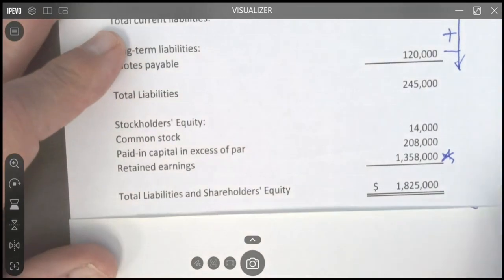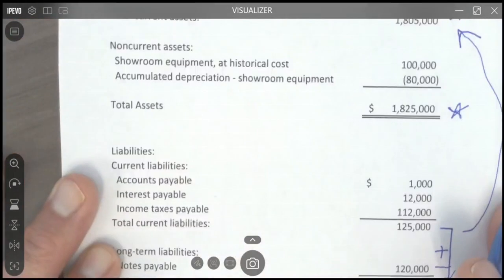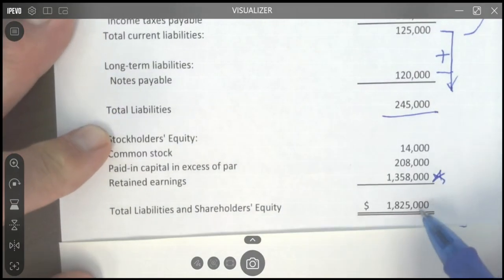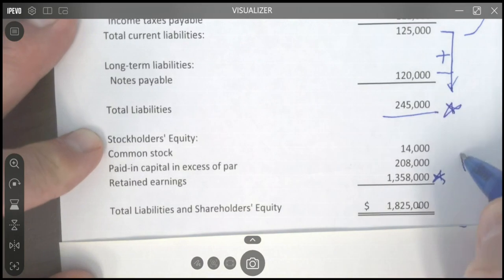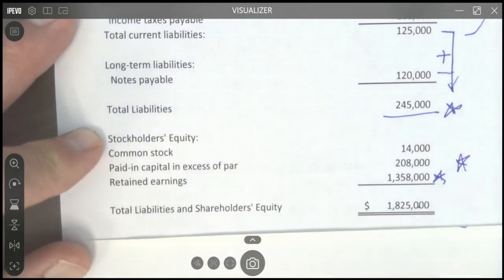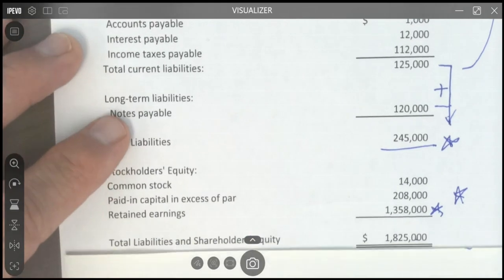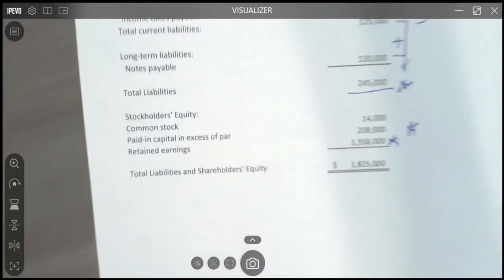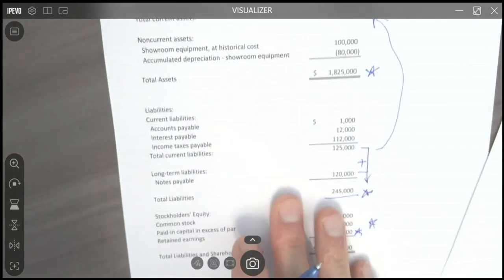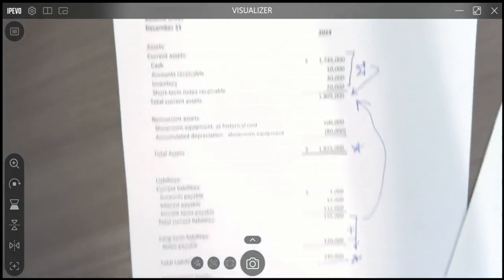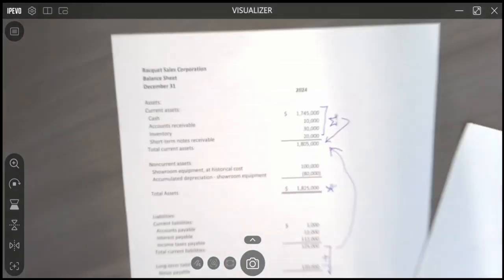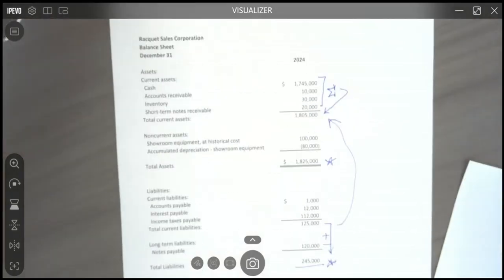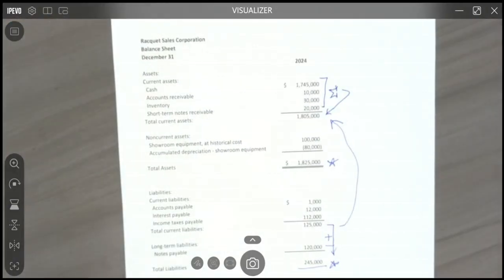And so now our assets equal our liabilities plus shareholders' equity at 1.825 million. And that's a balance sheet for the company. And that's what it looks like when you can see the whole thing. Still can't see it, but get the point. Okay, and that's a balance sheet.